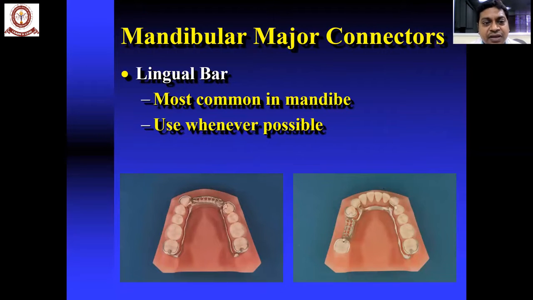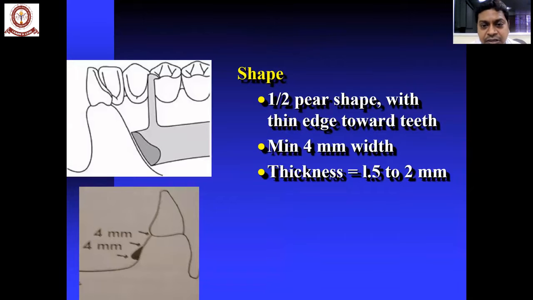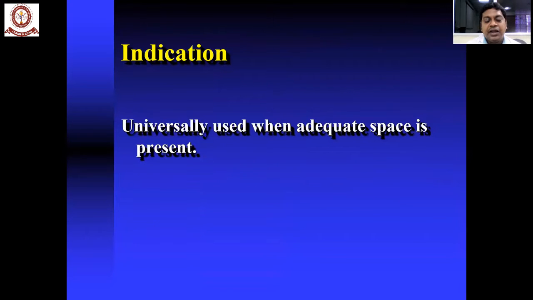First we have the lingual bar. This is the most common in the mandible and is used whenever it is possible. The shape is around a half pear shape with a thin edge towards the teeth, a minimum of 4 millimeters in width, and a thickness of around 1.5 to 2 millimeters. Indications: it is universally used when adequate space is present.